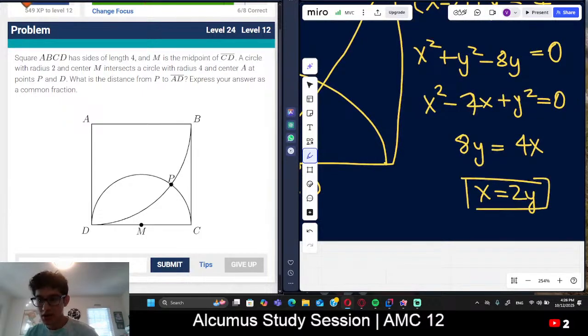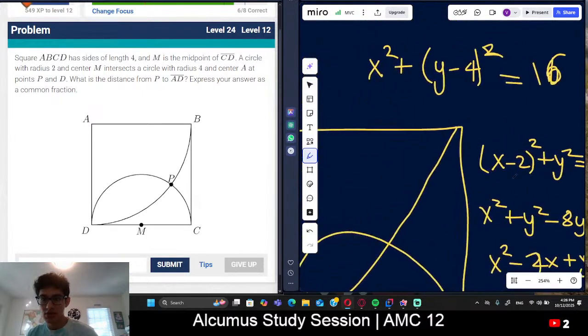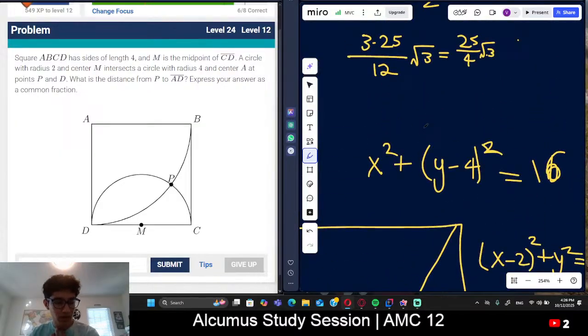And now we plug this in and then see what we get, right? So x equals 2y. What are they asking us for? They're asking us for the distance from P to AD. P to AD is just the x coordinate. So then we should really be solving for x. So we should be writing y in terms of x. So we will do that instead.